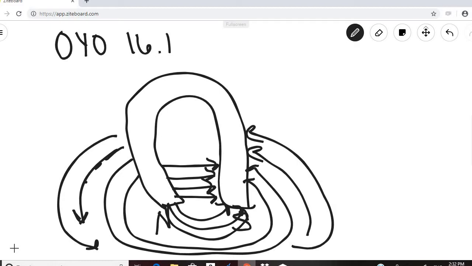So again, the magnetic field lines go out of the north and they go to the nearest south pole, and the magnetic field lines tell us, if we place the north pole of a magnet within the magnetic field, which way will that north pole point if it is free to move?